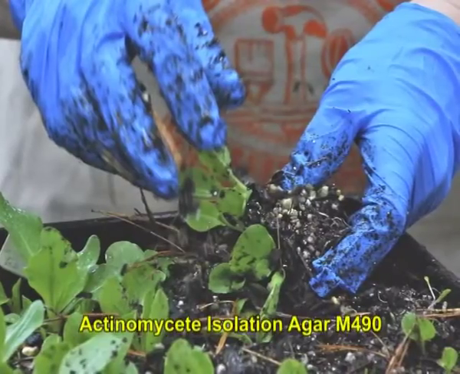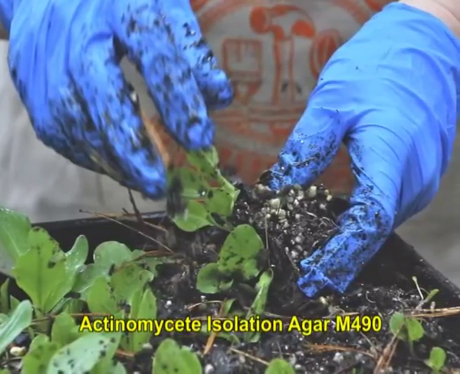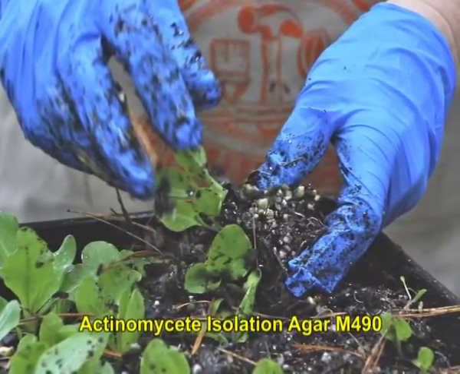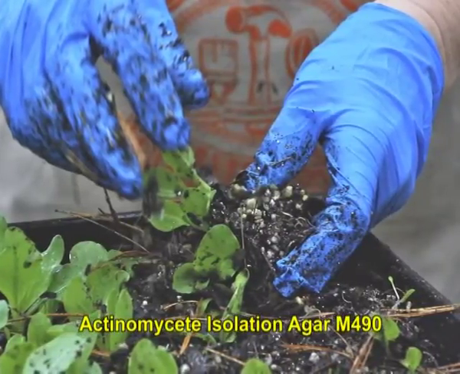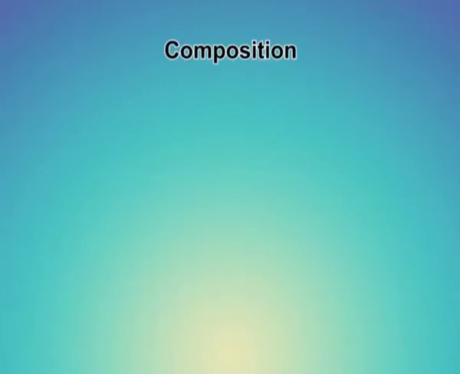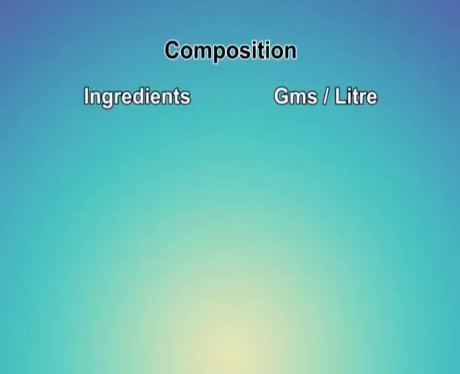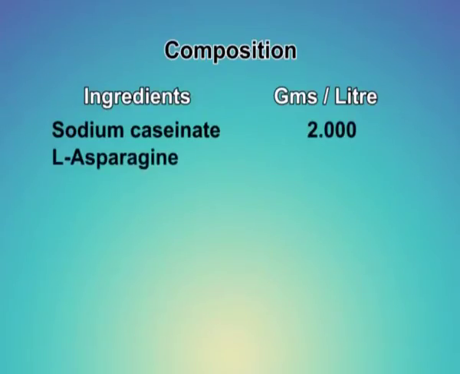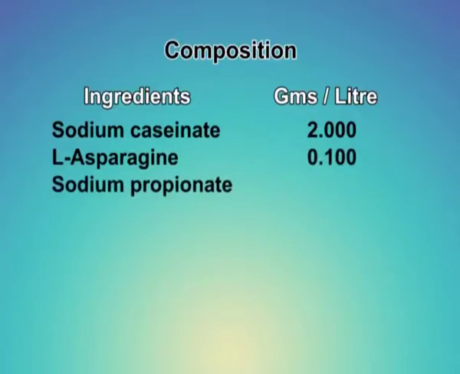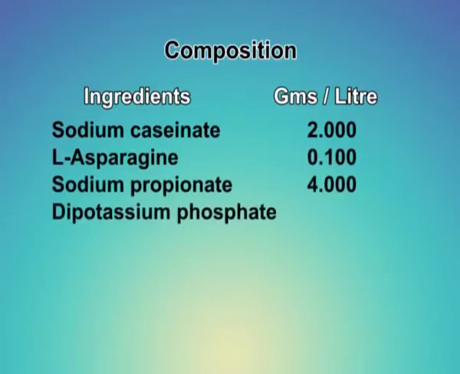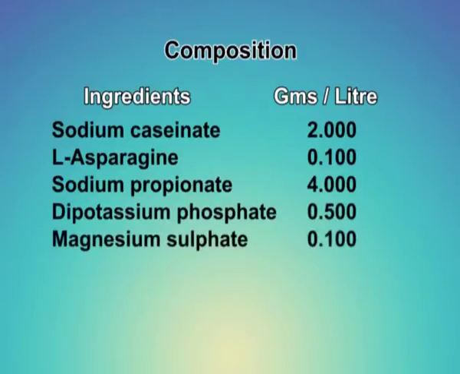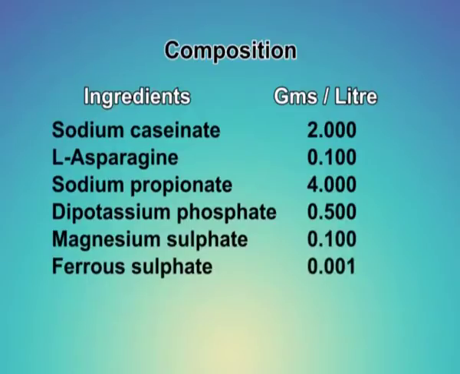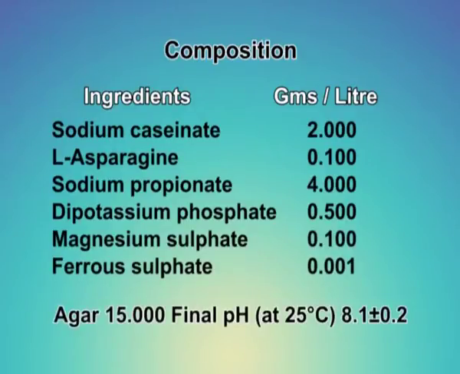Isolation. Actinomycetes isolation agar M490. Actinomycetes isolation agar is used for isolation and propagation of actinomycetes from soil and water. Composition. Ingredients in grams per liter, that is sodium caseinate 2 grams per liter, L-asparagine 0.1, sodium propionate 4, dipotassium phosphate 0.5, magnesium sulfate 0.1, ferrous sulfate 0.001 and agar 15. Final pH at 25 degrees Celsius 8.1 plus or minus 0.2.